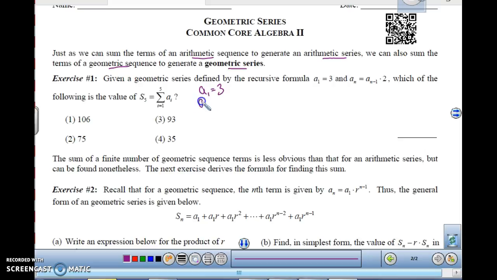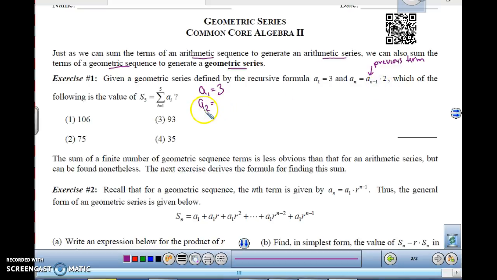Now for a2, I need to use the recursive formula. Whatever term I'm on, a of n, what term would this be compared to this term? Well, if this is n minus 1, this would be the previous term. And what do we do with the previous term? We multiply it by 2. So this is a geometric series because we're multiplying.